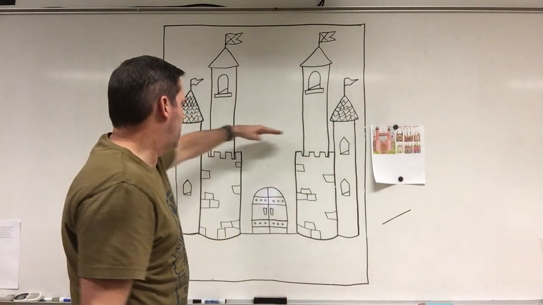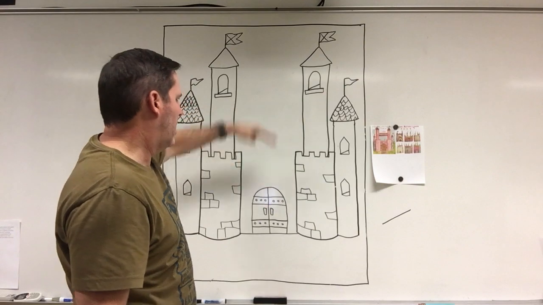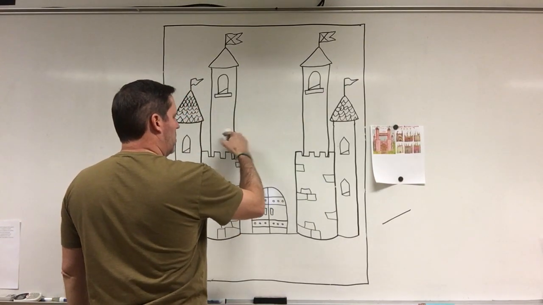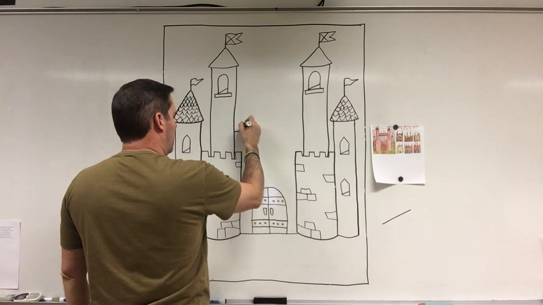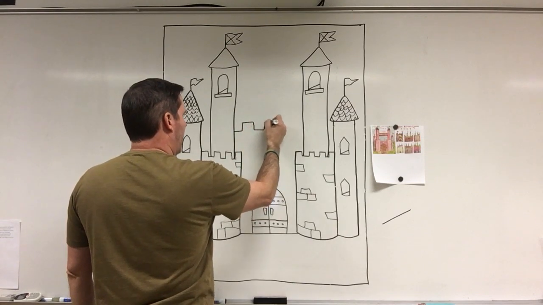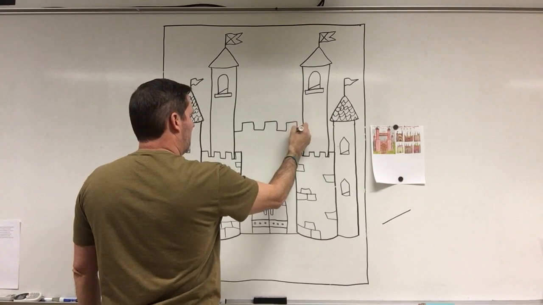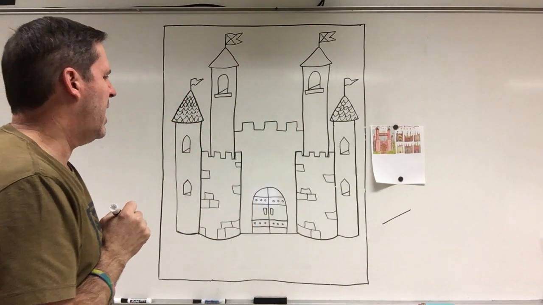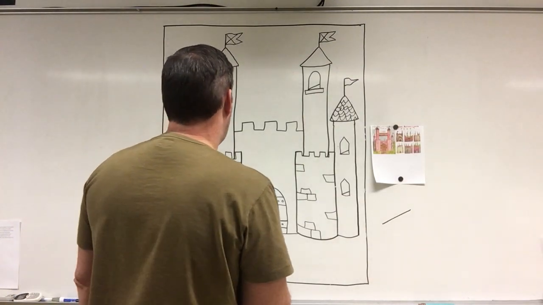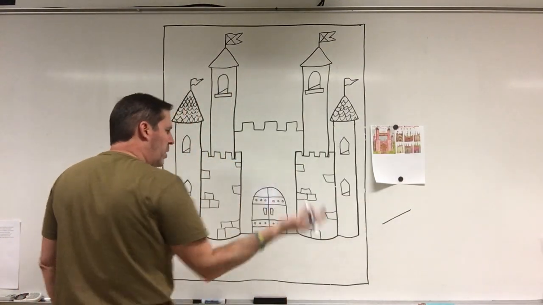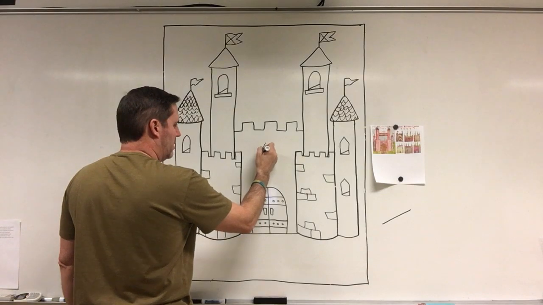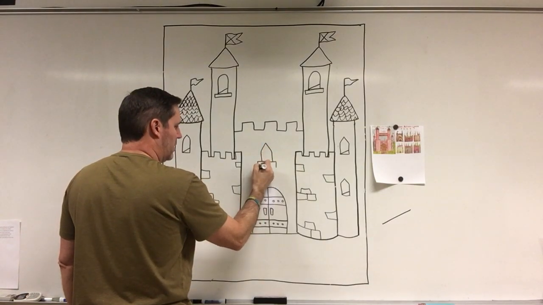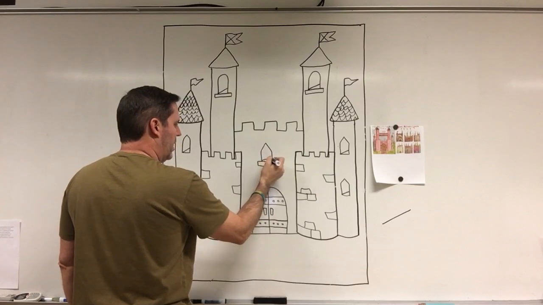Now we need to put the wall, so I'm going to put a wall that goes all the way across. I think I'm going to do our little up and down. Like that. And you could put a window here if you want. You could put a window there.